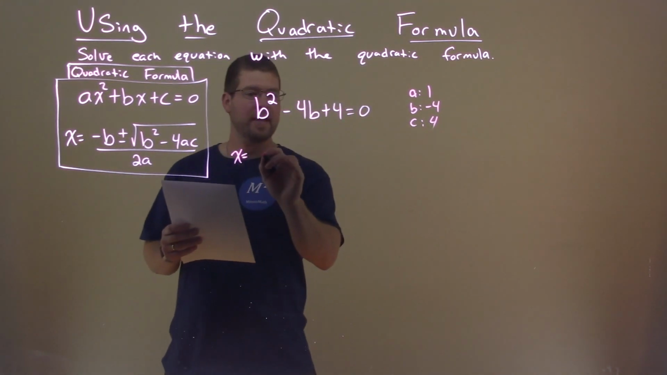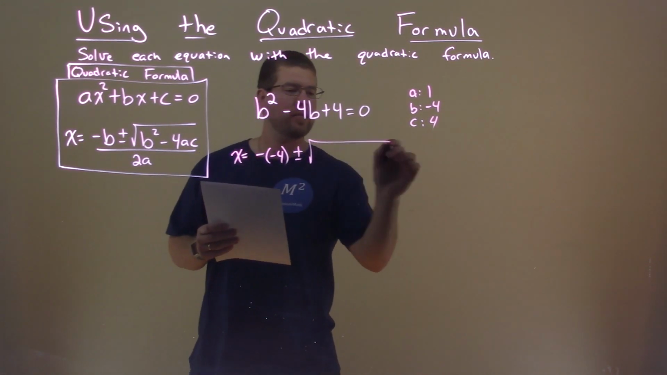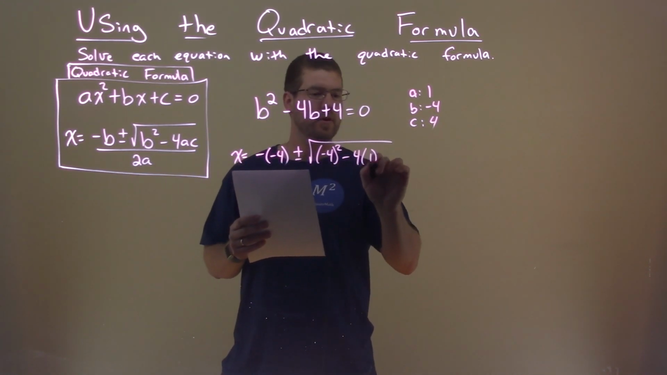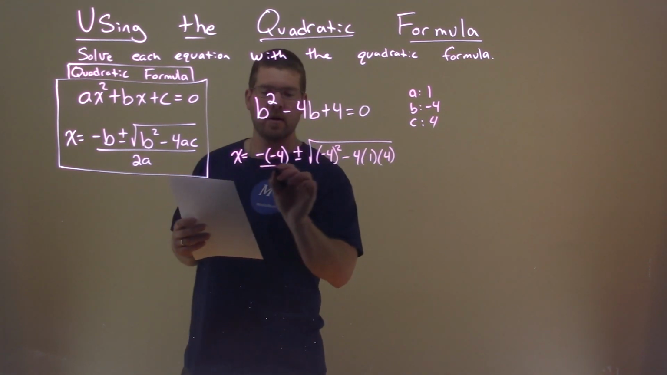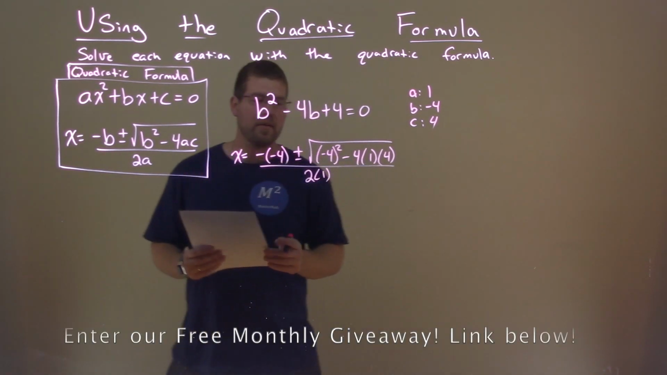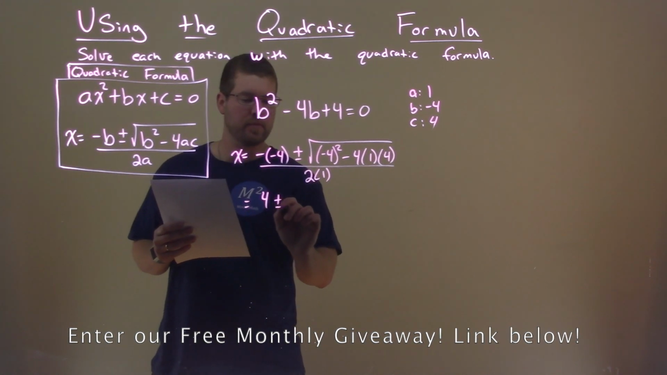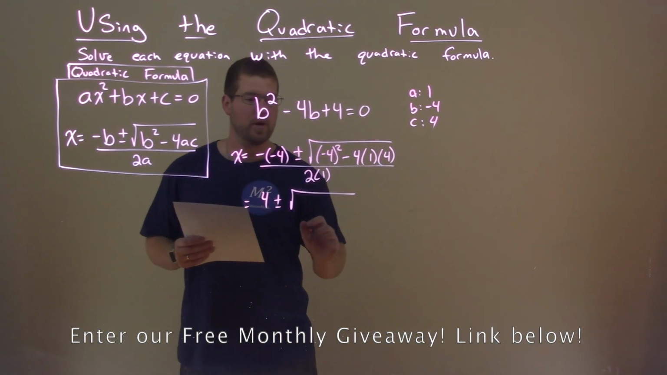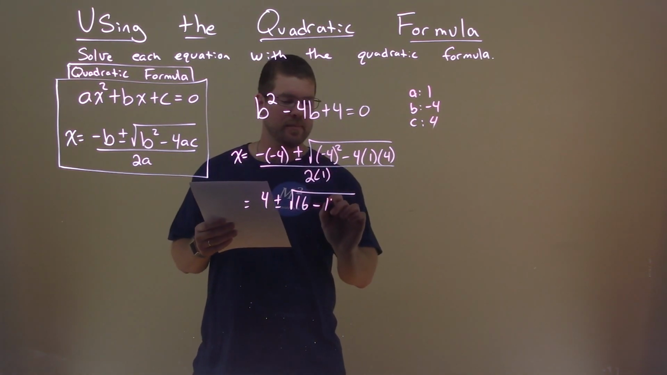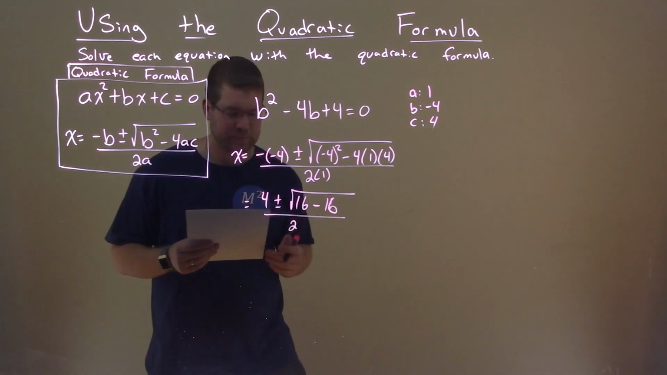X equals a negative b, so negative, and then b is a negative number, two negatives, plus or minus the square root, -4 squared, minus 4 times a, which is 1, times c, which is 4, all over 2 times a, which is 1. And now we just have to simplify. Negative times a -4 is a +4, plus or minus the square root. -4 squared is a positive, well, 16. And then 4 times 4 again is 16. That's all over 2 times 1, which is 2.